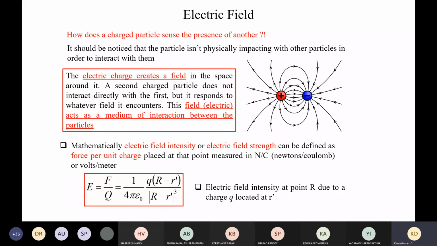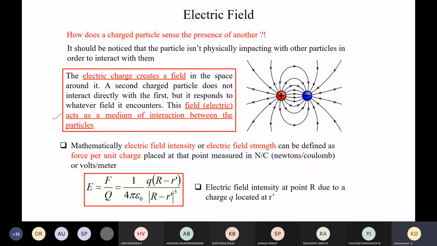There is supposed to be a medium between these two charges, which makes the exerting of force possible. Let's say one ball goes and hits another ball and the next ball moves. That is all happening on a platform. Similarly, here also there should be a platform available, which we refer to as the medium. So the electric field is indirectly acting as a medium of interaction between the charged particles or charged bodies. That is the idea of the field.